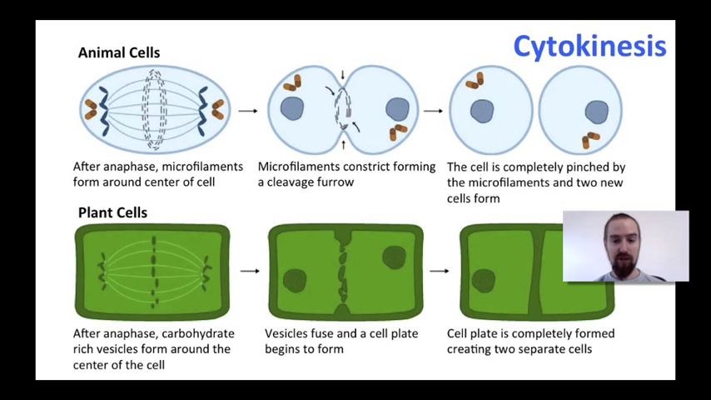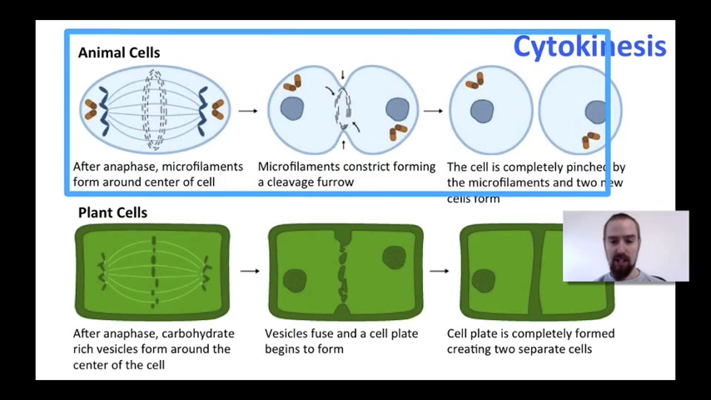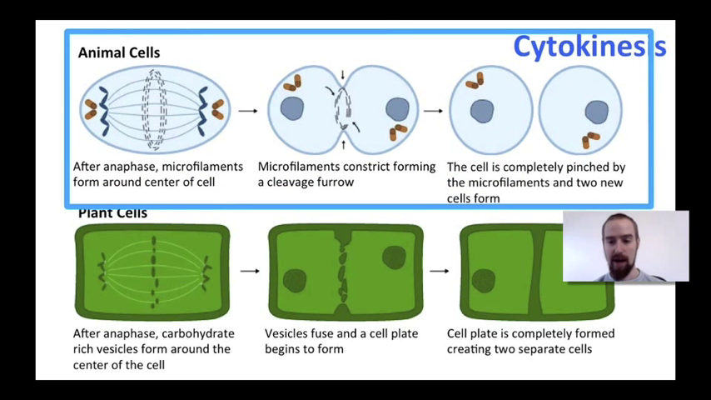Meanwhile, the process of cytokinesis begins to divide the cytoplasm of the cell. This happens a little differently in plants and animals. Here, at the top, we can see how cytokinesis happens in animal cells. After anaphase, microfilaments form around the center of the cell. Then, microfilaments constrict, forming a cleavage furrow, pinching inwards from the outside of the cell. Eventually, the cell is completely pinched by the microfilaments and two new cells form.